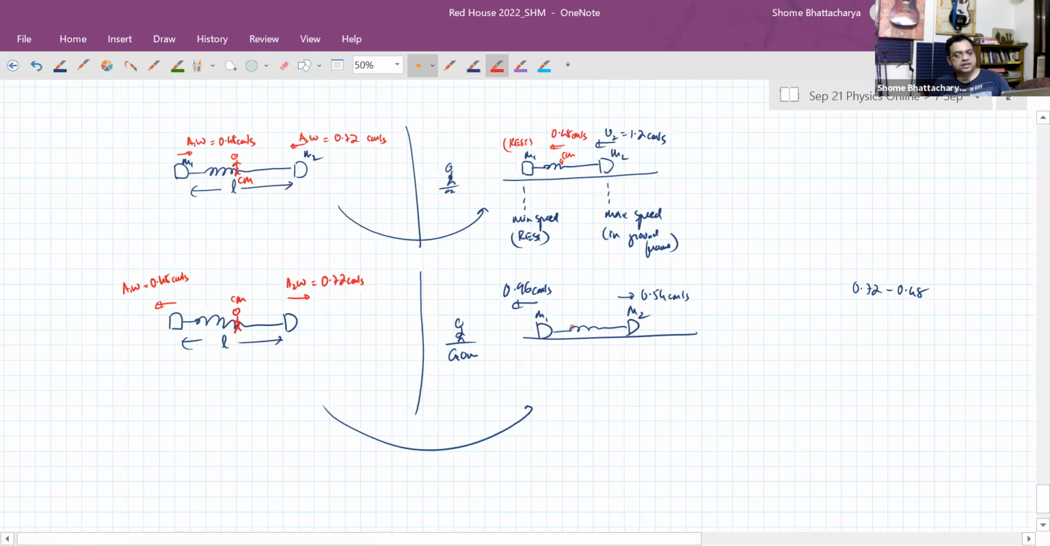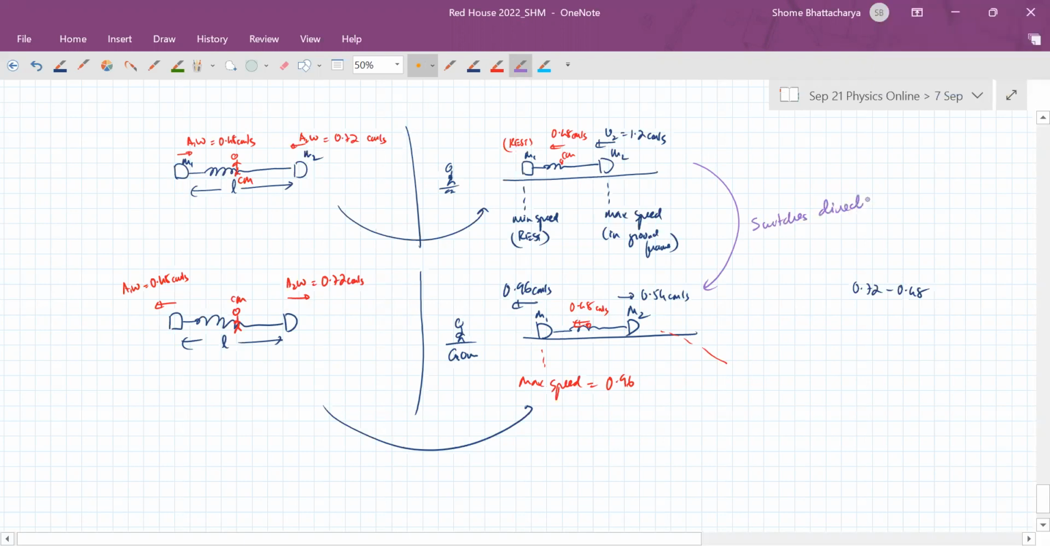So right now, while the center of mass is moving at 0.48, this one is having maximum speed, and that is 0.96. But this is having maximum negative speed, I mean, in opposite direction. So you can see that this one's speed switches direction.